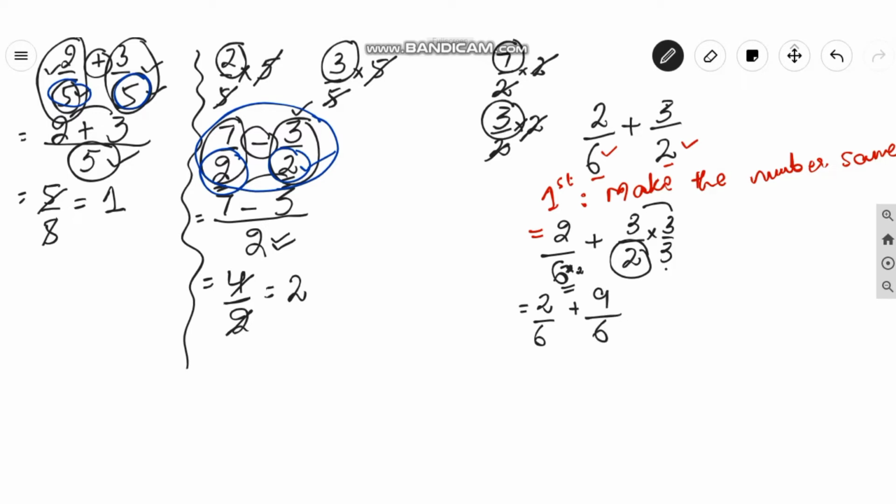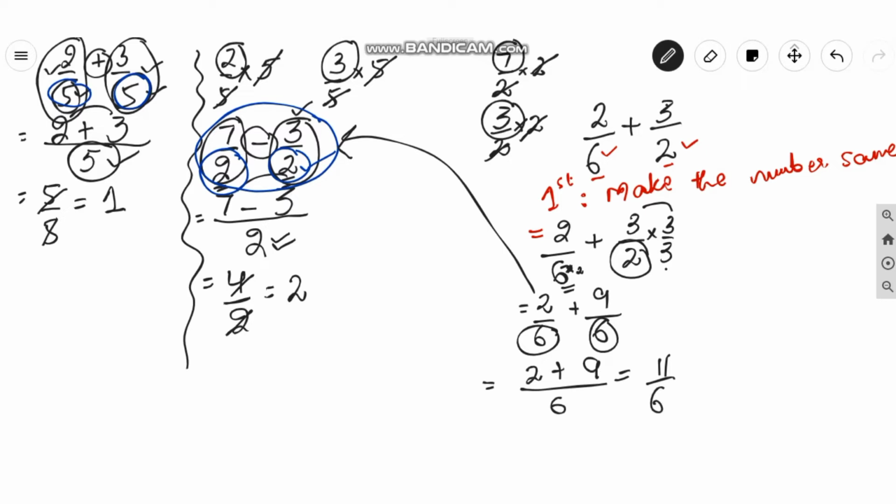Now our question has converted into the first form having the same number in the denominator. Now you can solve it again with the previous method. In this case our answer is 11 by 6. 11 and 6 are not divisible by the same number, so our answer is 11 by 6.